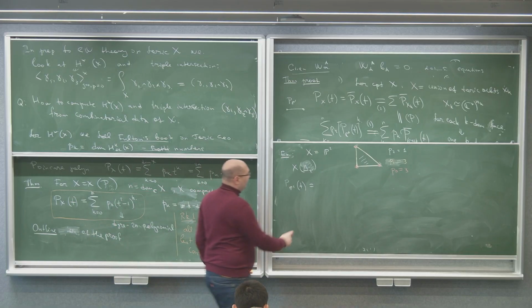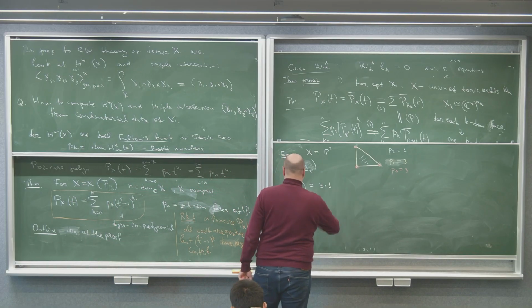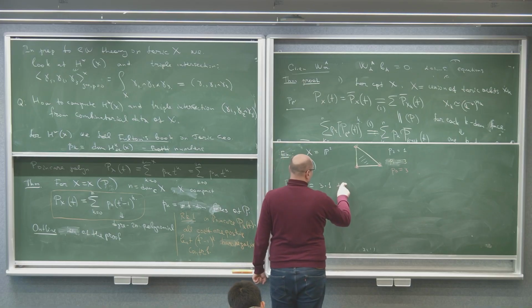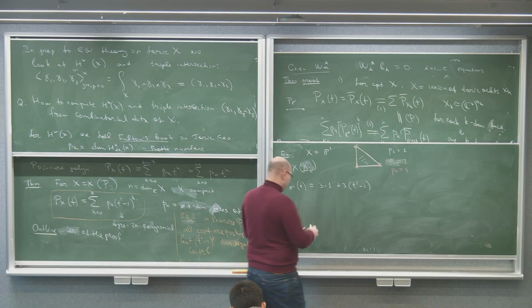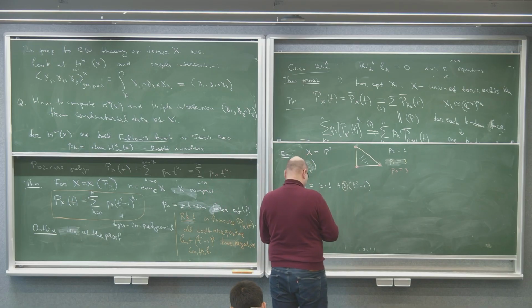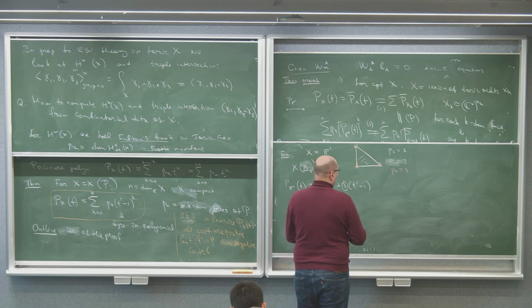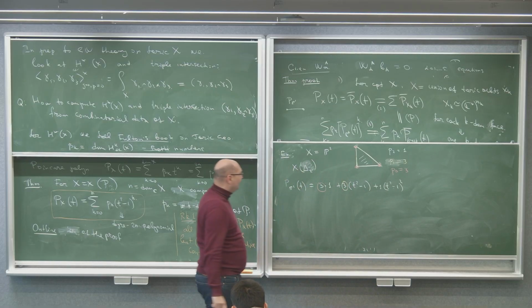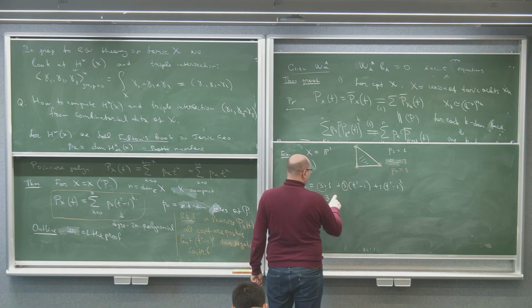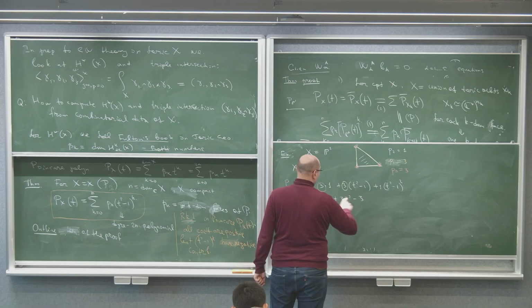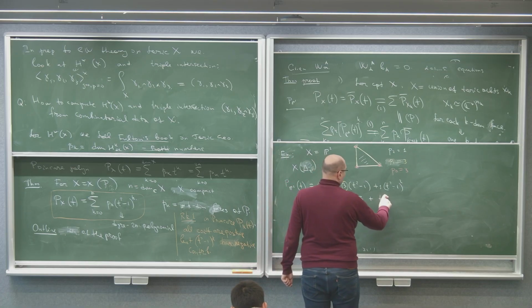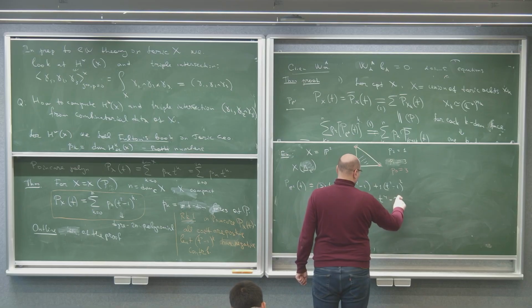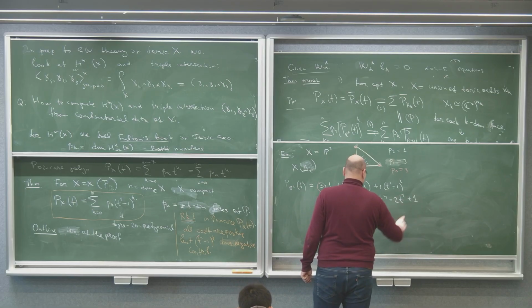So here we take three zero-dimensional faces, 3 times 1. Then we have three one-dimensional faces, 3 times (t squared minus 1). And then we have one two-dimensional face, so it's 1 times (t squared minus 1) squared. So it is 3 plus 3t squared minus 3 plus t to the fourth minus 2t squared plus 1.